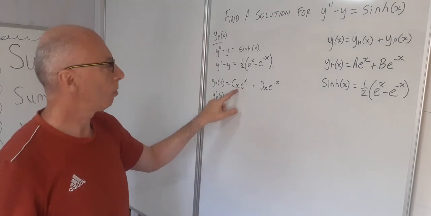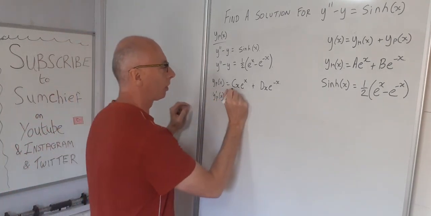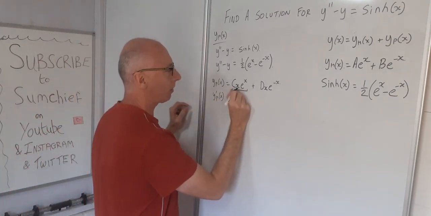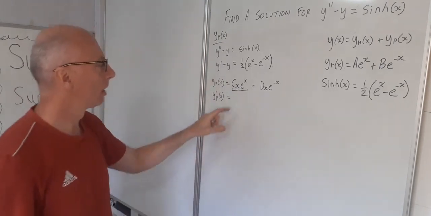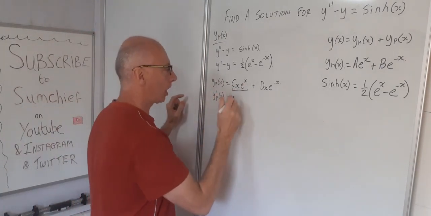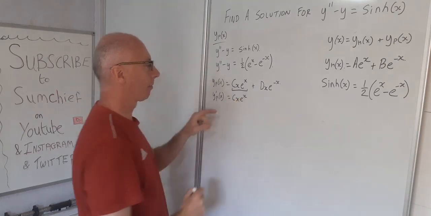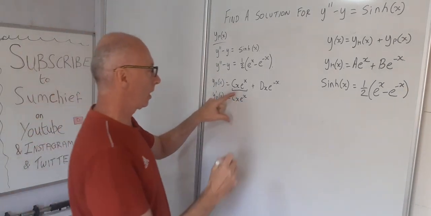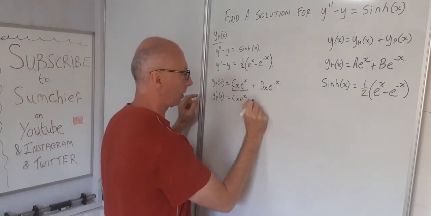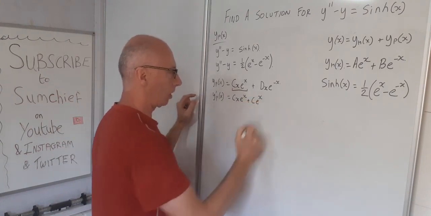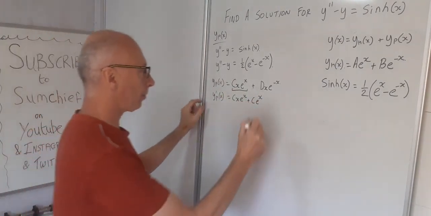So differentiating this one, I'm going to need the product rule. So I'll break it into c of x and e to the x. So first of all, differentiate this side, I'm going to be left with cx e to the x. Differentiate this side, I'm going to be left with c e to the x. So that's using the product rule for this one.